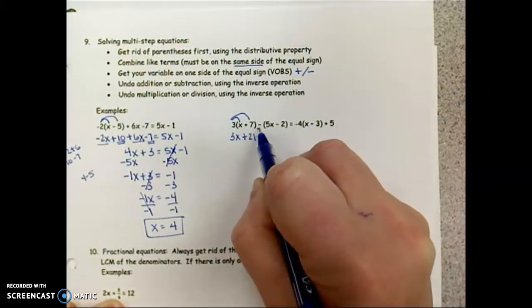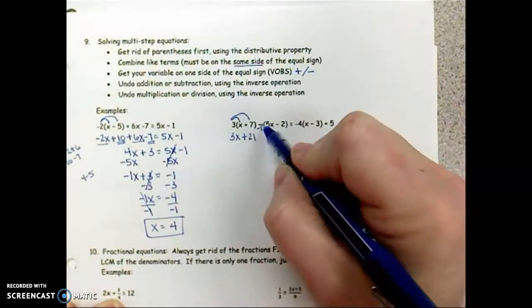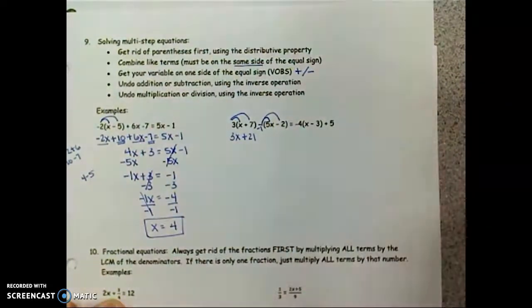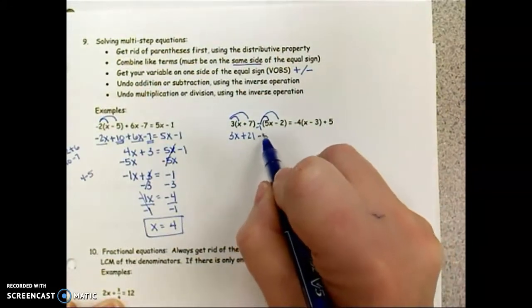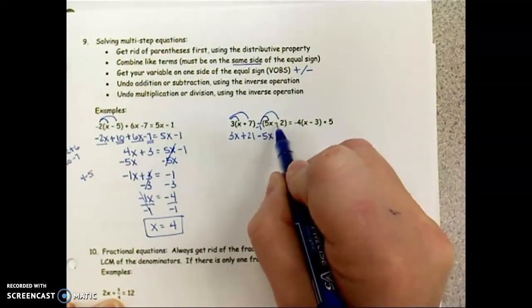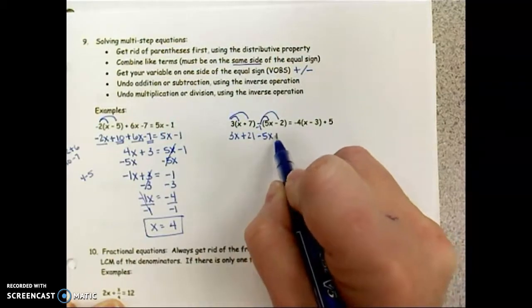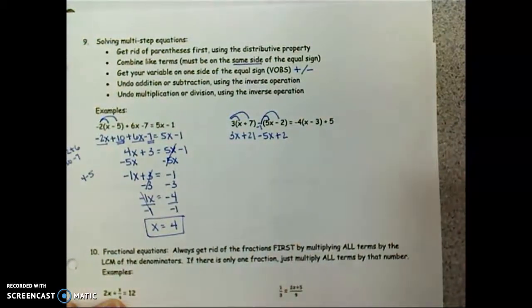Remember, this negative sign is a negative 1, so that's what I'm distributing times the 5x and the negative 2. So negative 1 times 5x is negative 5x. And negative 1 times negative 2 is positive 2. A negative times a negative is positive.